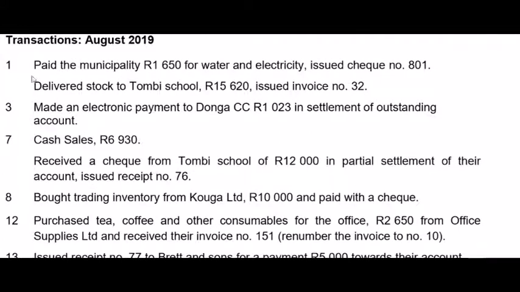The first transaction was on the 1st of August. It said paid the municipality 1,650 Rand for water and electricity, issued check number 801. Now there are 2 keywords in this transaction that indicate that it's a CPJ transaction. The fact that we are paying means it must go to the payments journal, and a check is the source document for the CPJ.